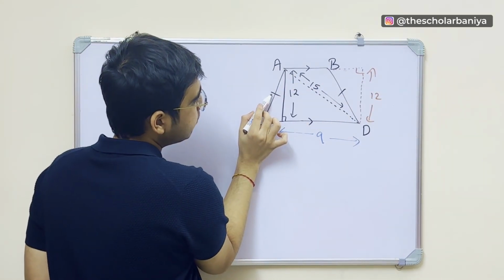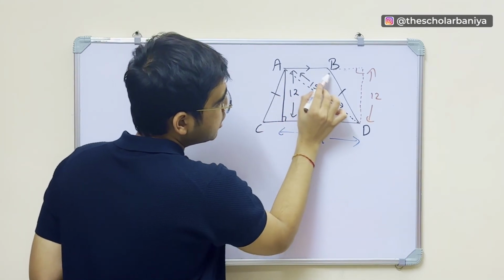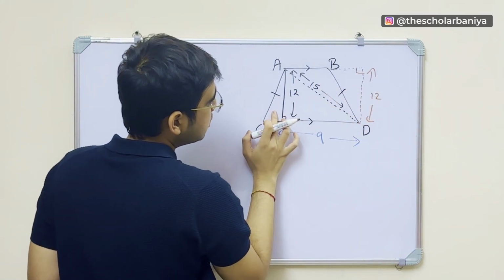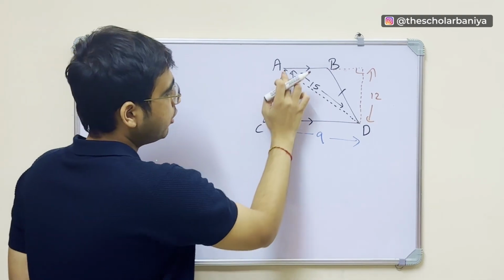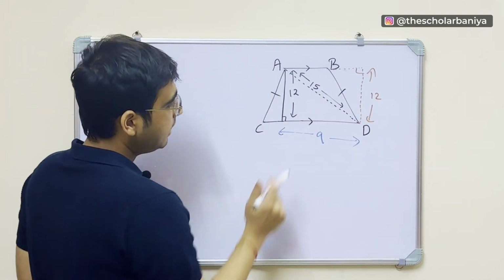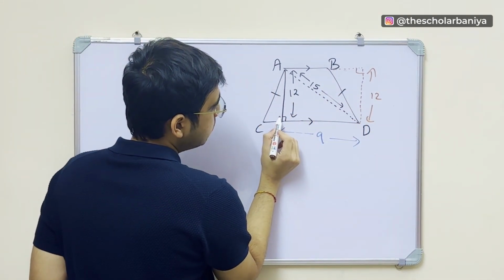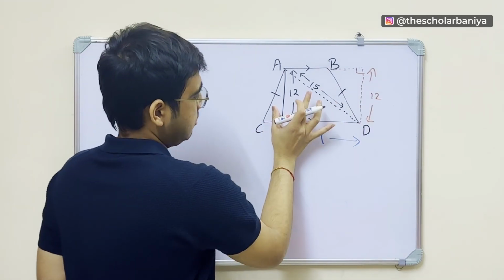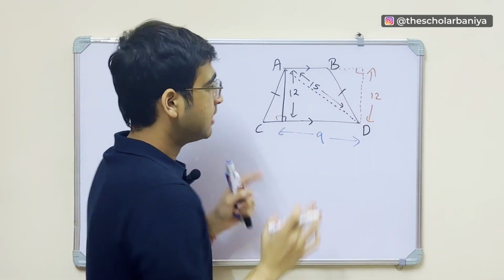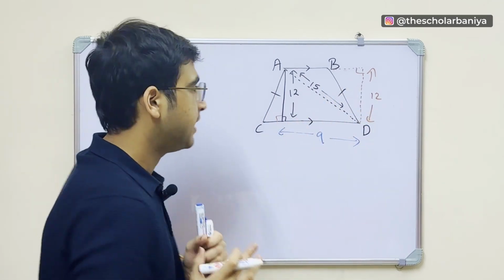Similarly, it is given in the question that this side is equal to this side. So in this triangle and this triangle, the hypotenuse is the same, right? The hypotenuse is the same, right? And in both the triangles, one angle is 90, right? So basically, this triangle is exactly similar to this, right?